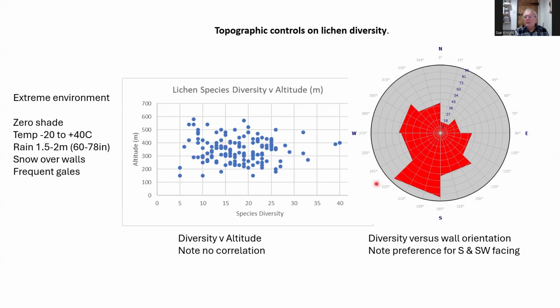However, the rose diagram shows the diversity of lichens as a function of the orientation of the wall, the facing wall itself. And here is a very, very clear preference for south and southwest facing walls. Lichens do like those. North facing walls have many fewer lichen species, probably because they're much more shaded, they're damper, and have more algae and more bryophytes present.